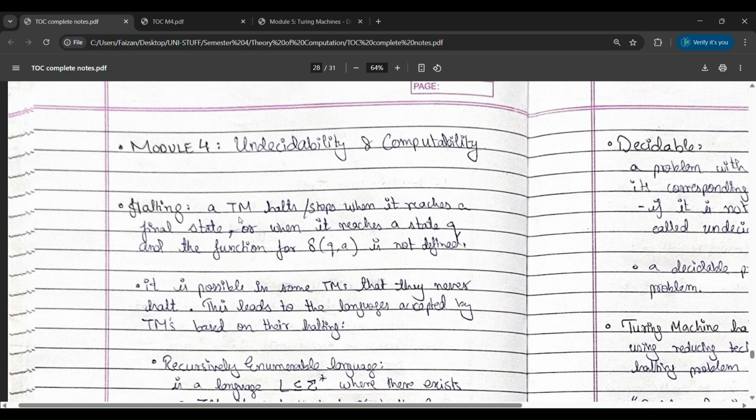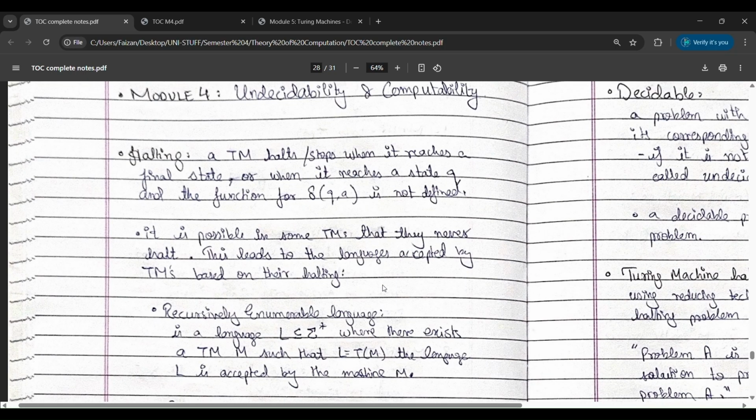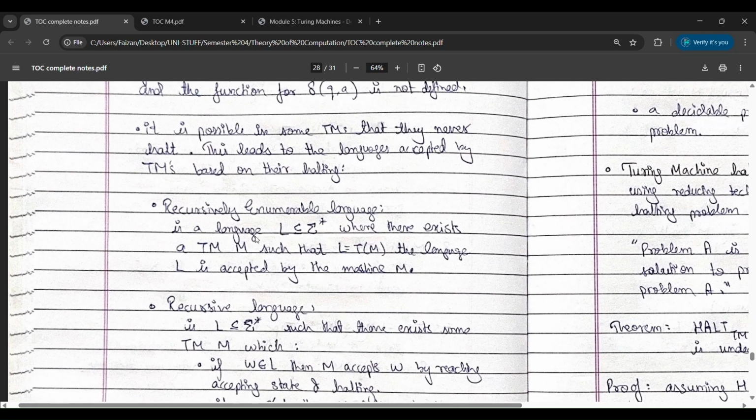First of all, we have the term halting. What is halting? We studied this earlier in module 5 as well. A Turing machine halts or stops when it reaches a final state, or when it reaches a state Q for which the function is not defined. It is possible that some Turing machines never halt. Because there is an infinite tape, there is a chance that in some of those Turing machines you do not halt, because it may never encounter the function which is not defined. It might keep looping because of a certain type of language.